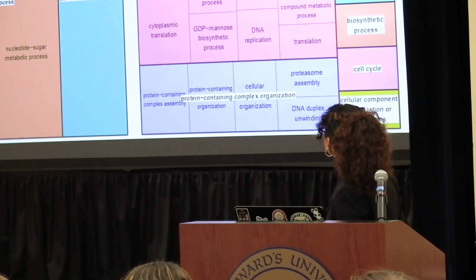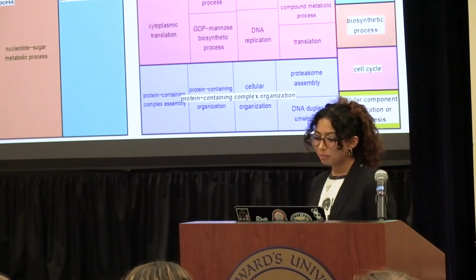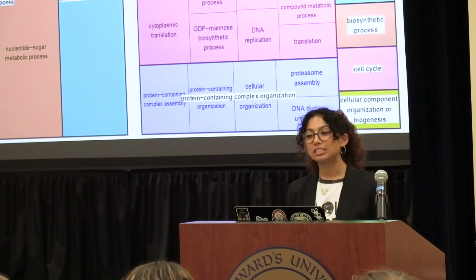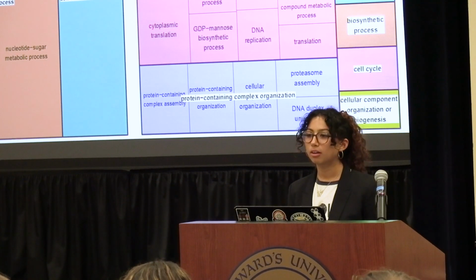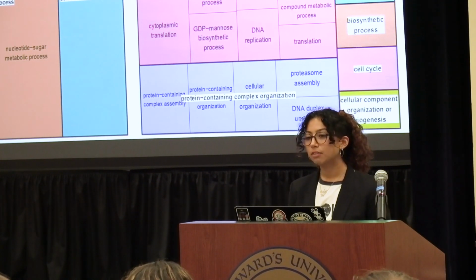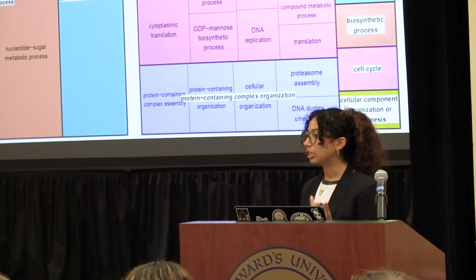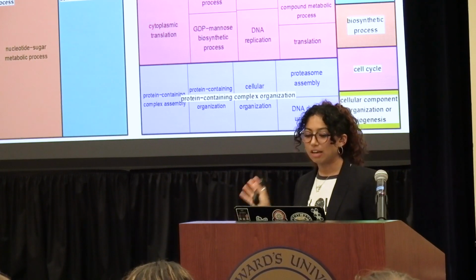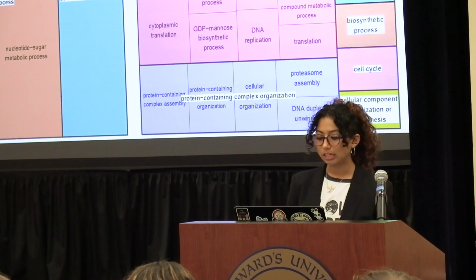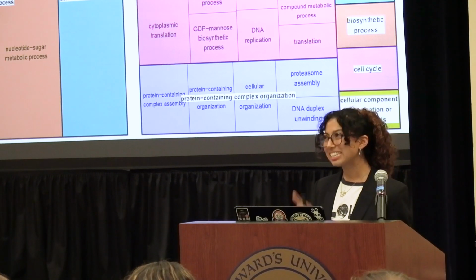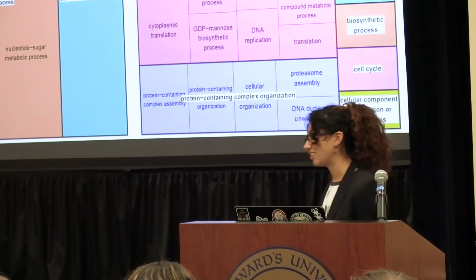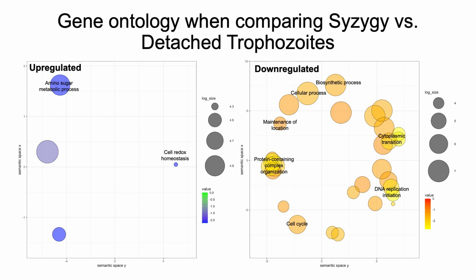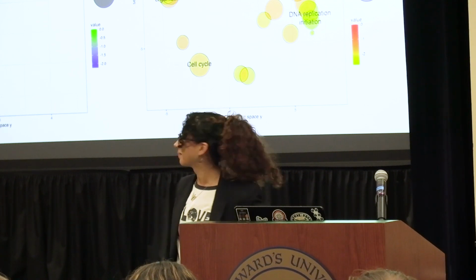And lastly, when looking at our downregulated tree map, we see that, once again, our detached trophozoites are preparing for that reproductive stage, so they have a greater expression for these preparation genes: DNA replication initiation, maintenance and location, cellular component organization, protein-containing complex organization, and cell cycle. Once again, here we see those same subcategories from the previous slide in a more visually appealing form.